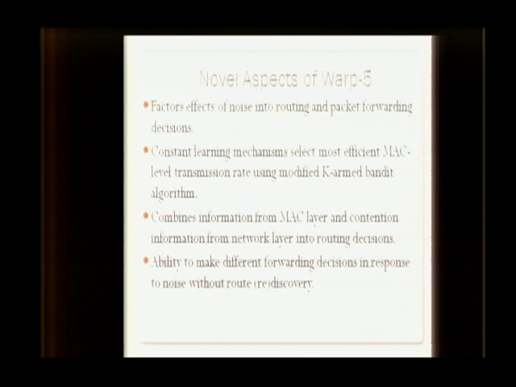Novel aspects of the OR5 protocol. It factors the effects of noise as well as congestion into routing and packet forwarding decisions. Learning mechanisms select the most efficient MAC level transmission rate using a modified k-armed bandit algorithm. We'll talk about the k-armed bandit algorithm. It combines information from the MAC layer and contention or congestion information from the network layer into routing decisions. It can make different forwarding decisions in response to noise without rediscovery.